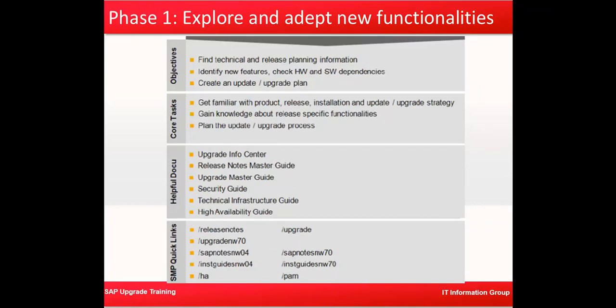Then after that, we'll get into the upgrade info center, download the upgrade master guide, security guide, infrastructure guide, high availability guide, depending on what type of solution we have today. We download all that information and get familiar with the product, the release, the upgrade and the installation strategy, gain information about the release specific functionalities, and plan the upgrade and the update process. The main objective is to find technical and release planning information, identify new features, check our hardware and software dependencies, and create an upgrade plan.